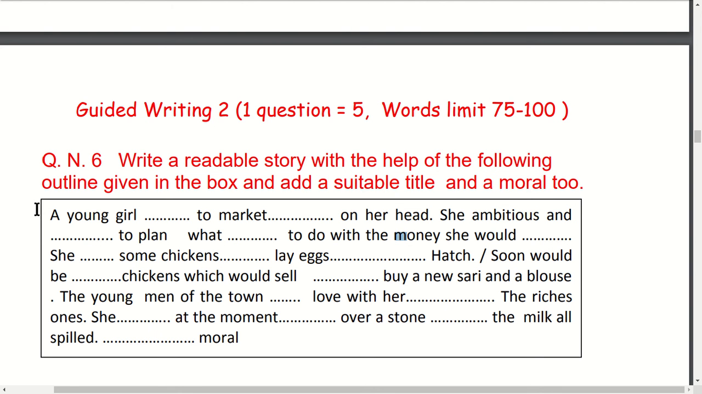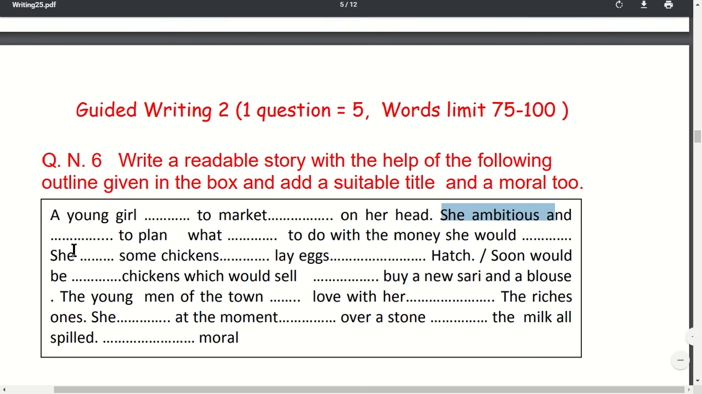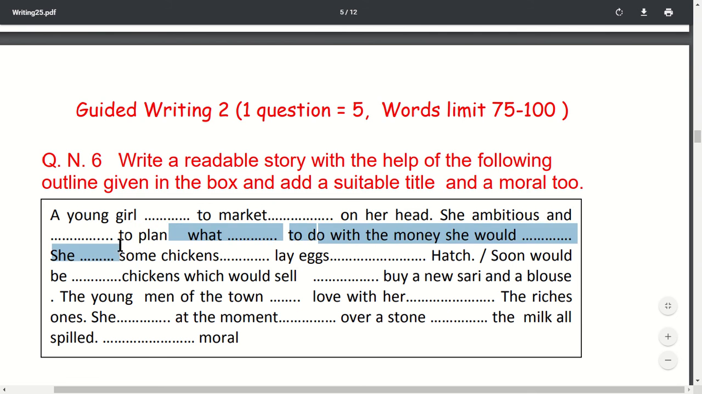Okay, what is the outline? Let me read this one. A young farm girl. This is the character. This is the young farm girl going to market, generally means she was going to market here, with a pot of milk on her head. She is ambitious and makes a plan of what to do with the money she would get here.